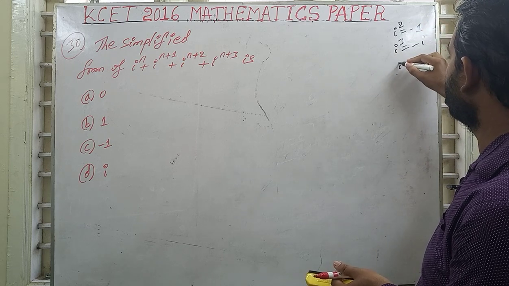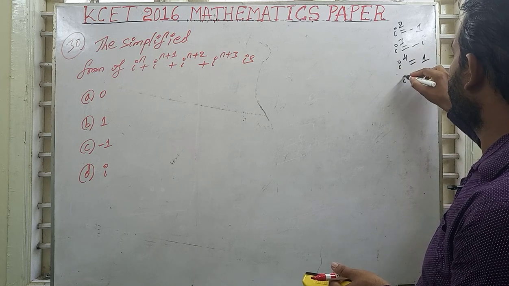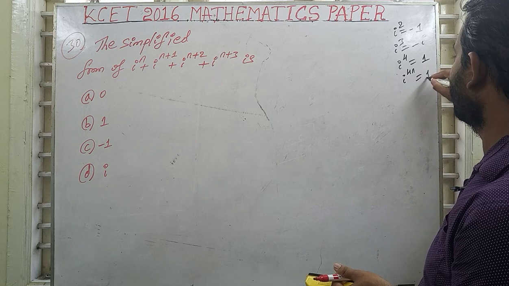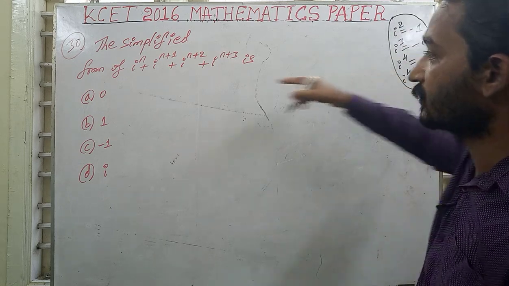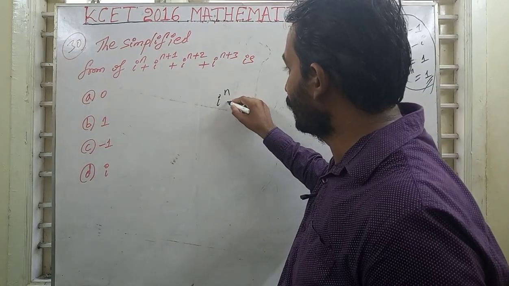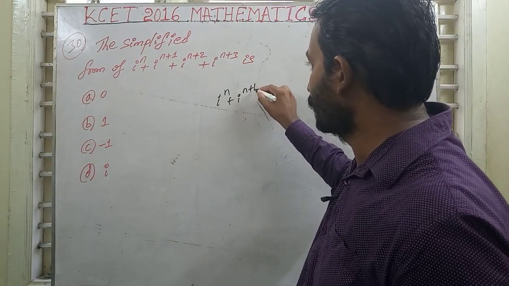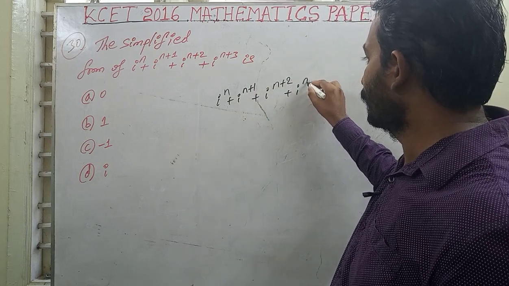Minus i. I to the power of 4 is i square into i square, which is plus 1. I to the power of 4n is always plus 1. Using these power of i values, we have to find out the value in this question. So let us take this question: i to the power of n plus i to the power of n plus 1 plus i to the power of n plus 2 plus i to the power of n plus 3.